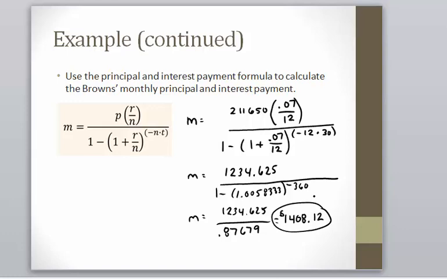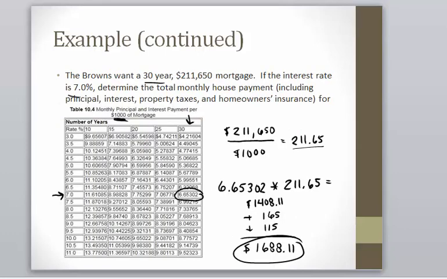All right, and so that would be their monthly principal and interest payment. It should be the same as what we come up with from the table. We'll go back and check. Yes, and we're just slightly off on the cents there, just simply for rounding issues. But you can see that the table or the formula does give you approximately the same answer.